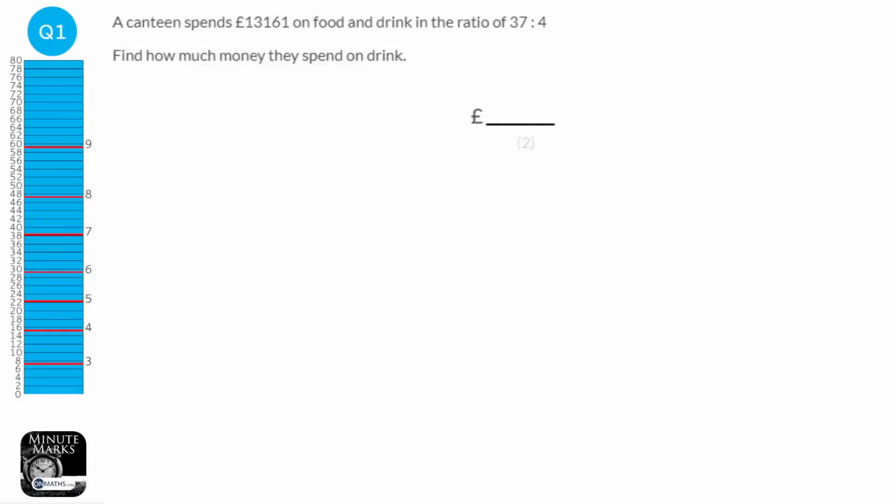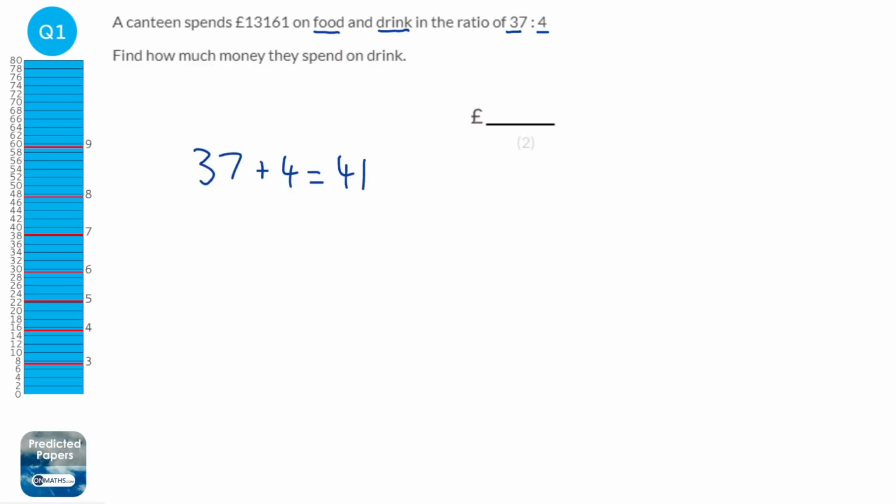So for this question, I think of the ratio in terms of piles. So food is getting 37 piles of money and drink is getting 4 piles of money. So we've got to first of all work out how many piles of money we have. So we're going to do 37 plus 4 and that will give us 41. So we've got 41 piles of money.